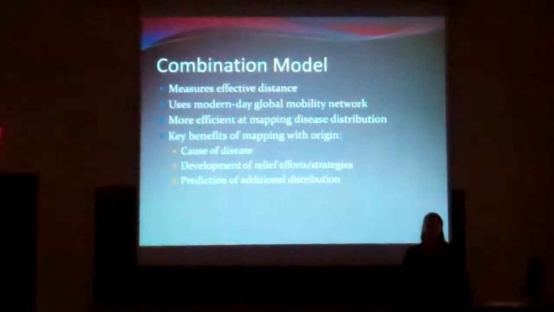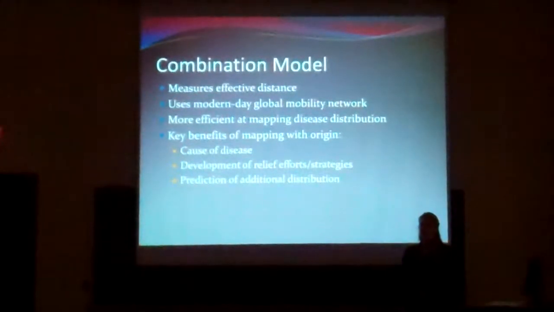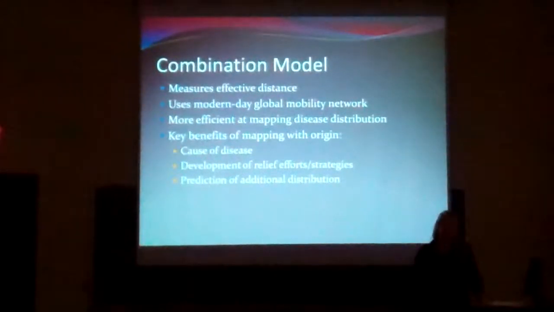The combination model is what this paper is suggesting we use. It measures effective distance. What is an effective distance? It's very different from geographical distance because it's not exactly how far away a location is, but it takes into account the arrival time, and it's also using a global mobility network. The key benefits of using this type of model is it will more accurately and efficiently show the origin of the disease, and it helps develop relief efforts a lot sooner.